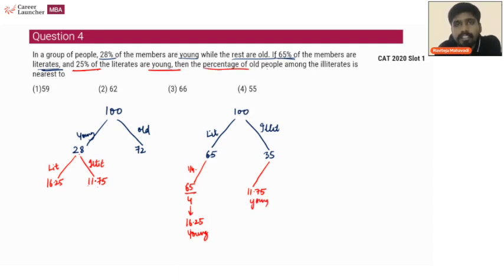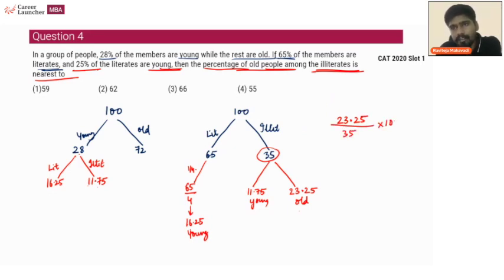the percentage of old people among the illiterates is near to what? So now percentage of old people. So if out of this 35, 11.75 are young, how many will be old? 23.25 will be old. So what is the question asking? Among the illiterates, what is the percentage of old people? It will be equal to 23.25 upon 35 into 100.